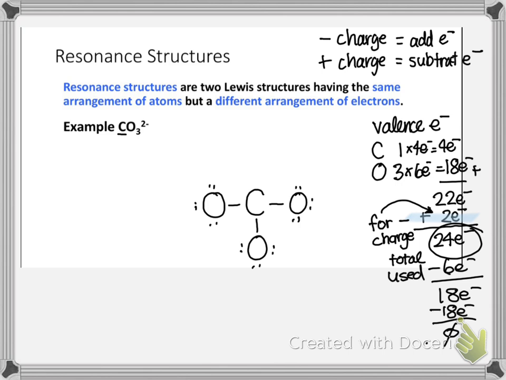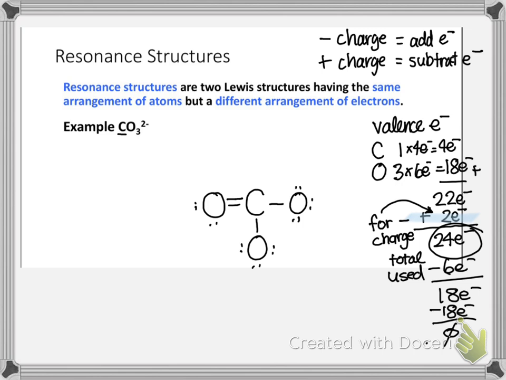So I'm going to take one. I'm just going to take it off the oxygen on the left. It doesn't matter which one I remove, and I'm going to redraw it. With that double bond, that oxygen still sees 8, and now carbon sees 8.